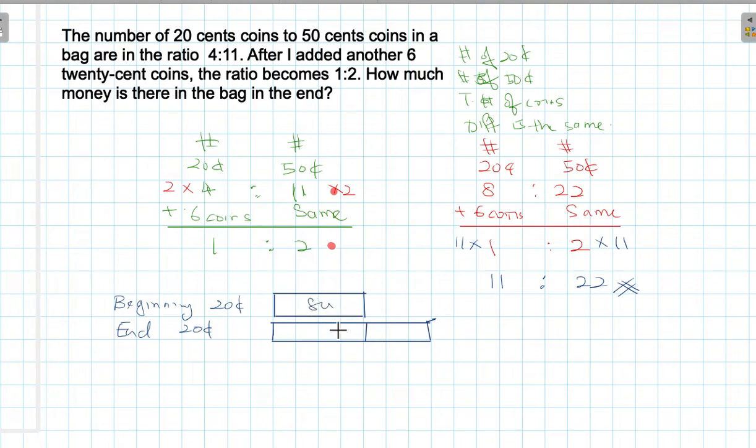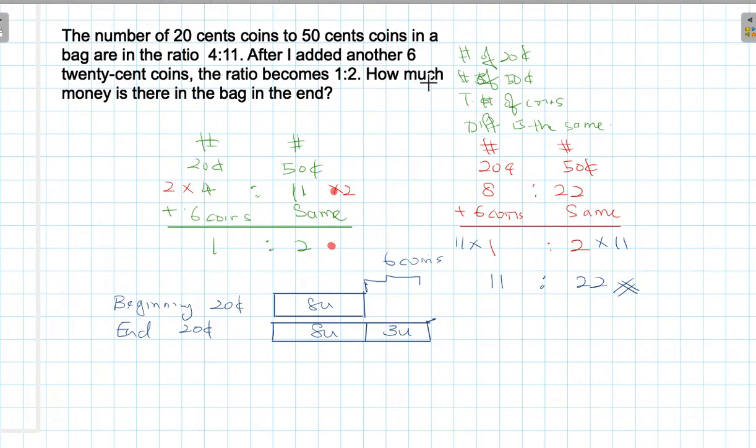Eight units. In the end, I have 11 units here. So here is 8 units, here is 3 units. And then this 3 units is because of what? It's because I add 6 coins inside. So here is actually 6 coins. Very similar to just now that one, right?